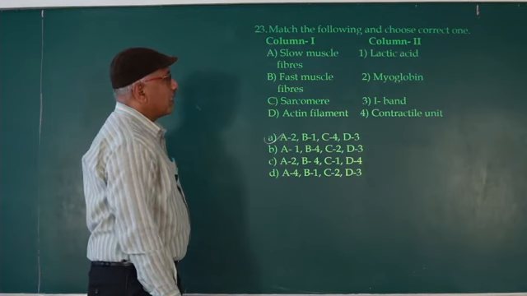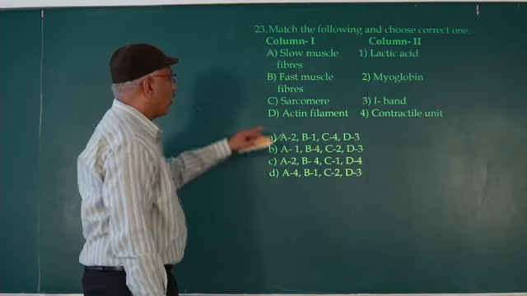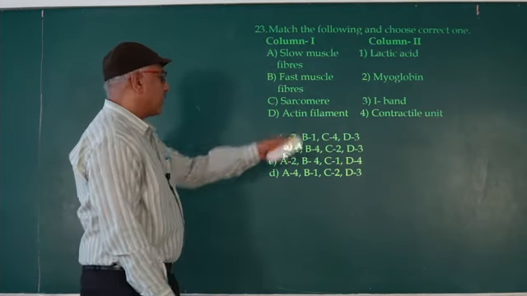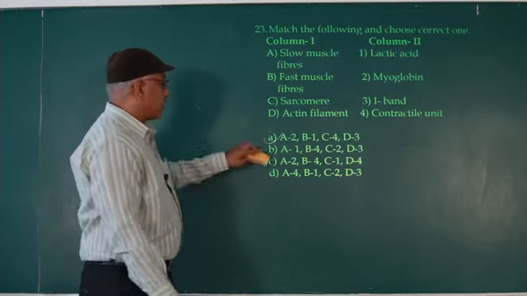Next one, sarcomere, contractile unit. Actin filaments present in the I band. So, first option.